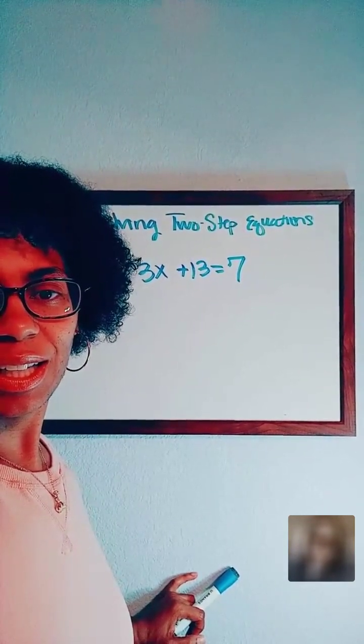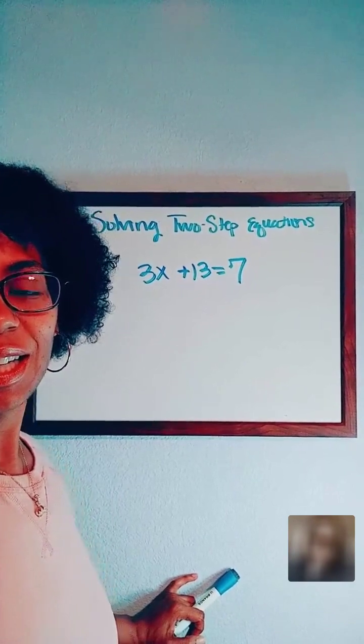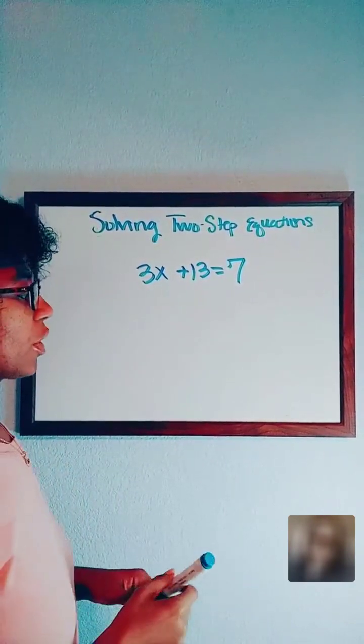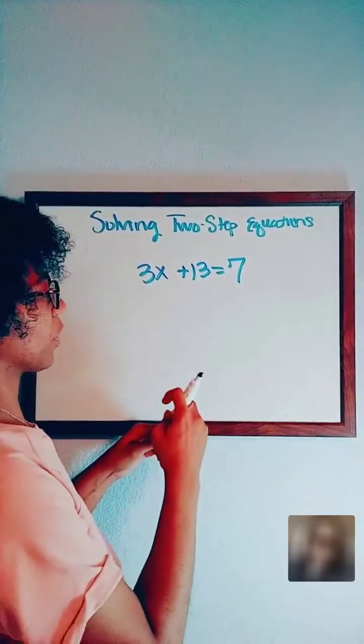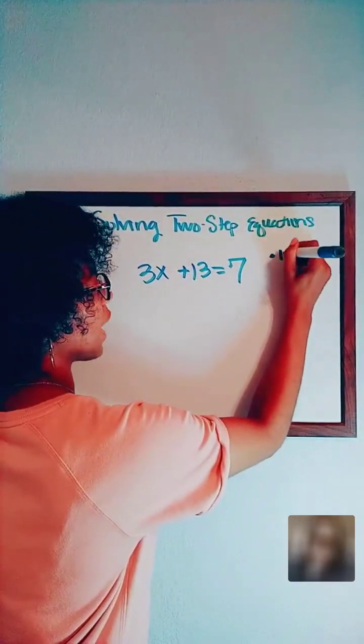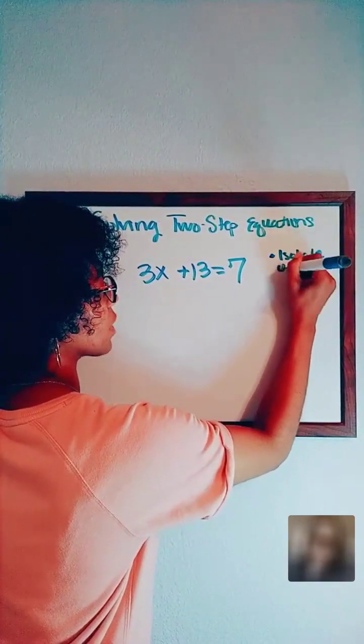Wait, how is it negative if all the answers are positive? Because this is where we're going to do our PEMDAS backwards. The first thing, our goal is to isolate x. So we want to isolate the variable.